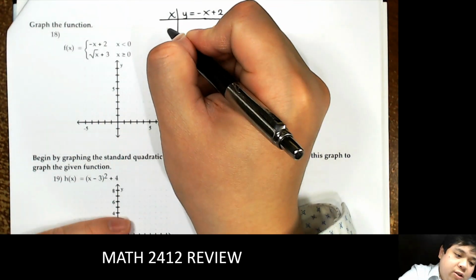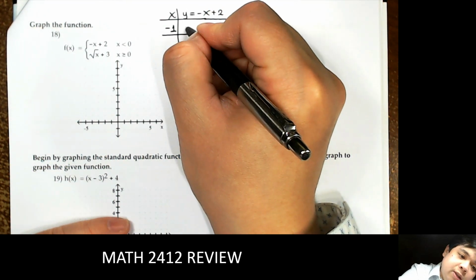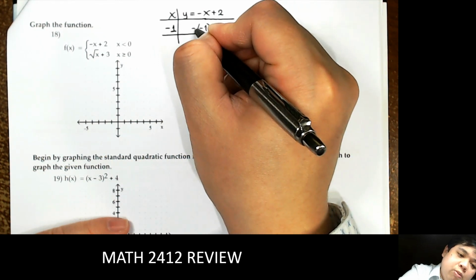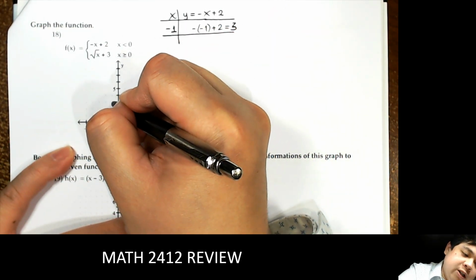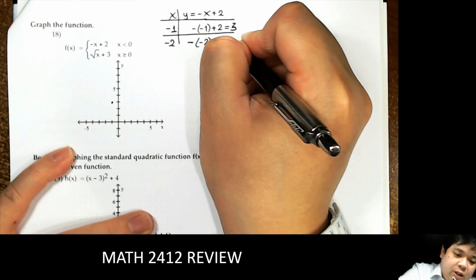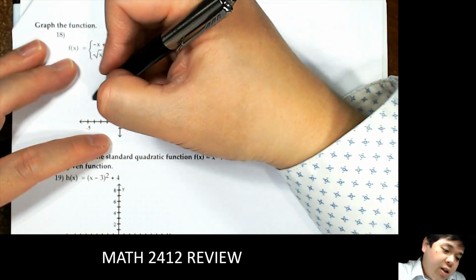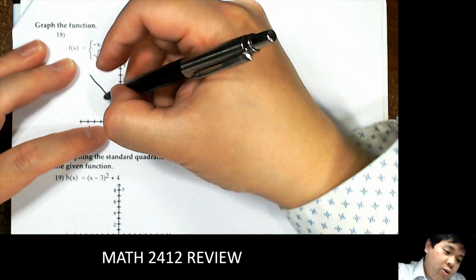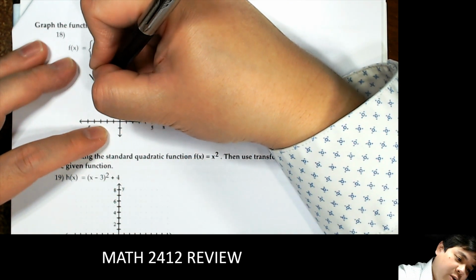If we choose 0, don't choose 0, choose negative 1. Negative 1 plus 2 is 3. Negative 2, negative 2 plus 2 is 4. So pretty much we have those 2 points. Connect them, and we have the graph. But notice that it is not equal to 0, so we only go up to 0, but not including 0. So that is this part of the graph.